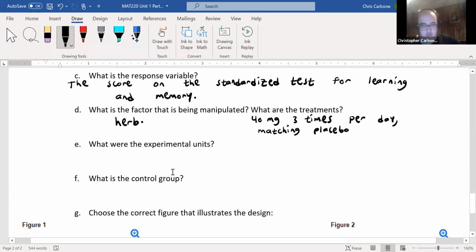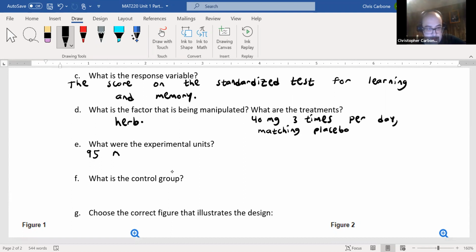For part E, we have what are the experimental units? This would be that 95 men and 127 women older than 65 and in good health.